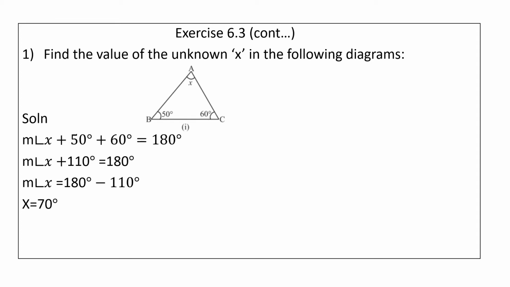Find the value of unknown x. In this question, they'll be giving one angle as unknown. Here we are giving the name x. That's why it is mentioned: find the value of unknown x in the following diagrams. Can you see here a triangle? What is the name of this triangle? ABC. Three angles are there and two angles are given. One is 50 degree, the other angle is 60 degree and the third angle is unknown x.